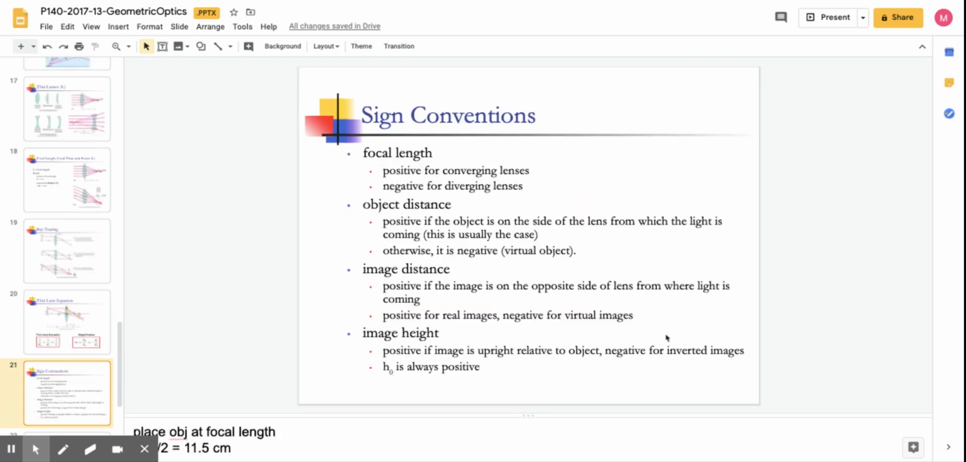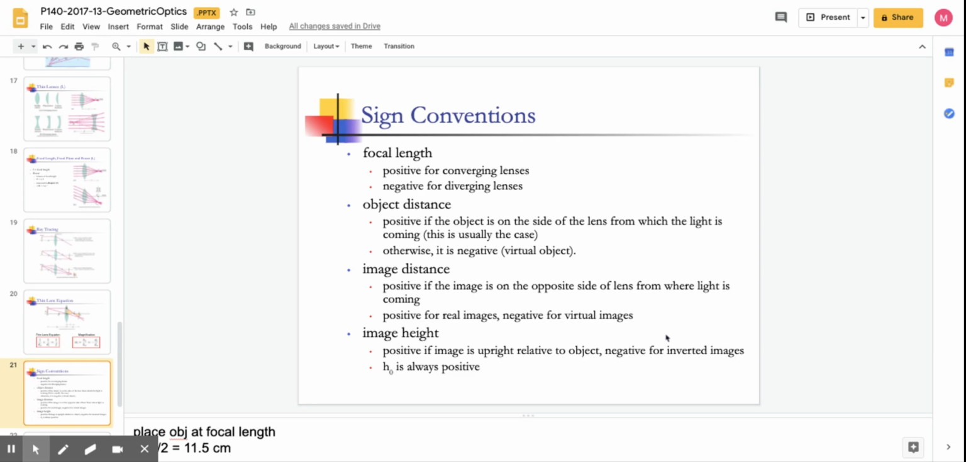Sign conventions. The focal length is positive for a converging lens and negative for a diverging lens. The object distance is positive if the object is on the side of the lens from which the light is coming. So usually, when we draw these, the light is coming from the left and the object would be on the left. So if it's on the left, it would be positive. And otherwise, it's negative, or a virtual object.